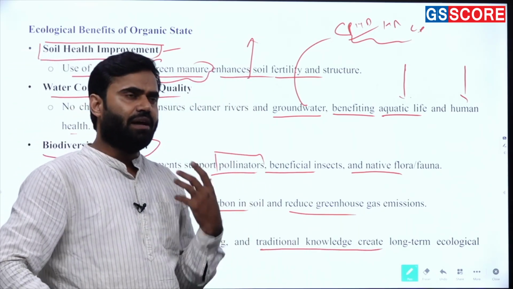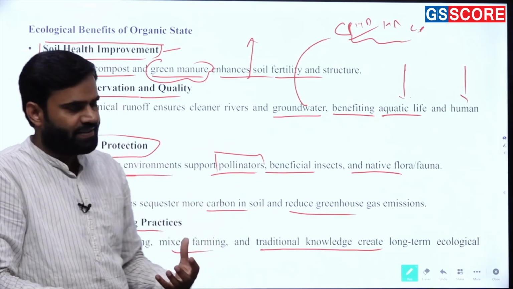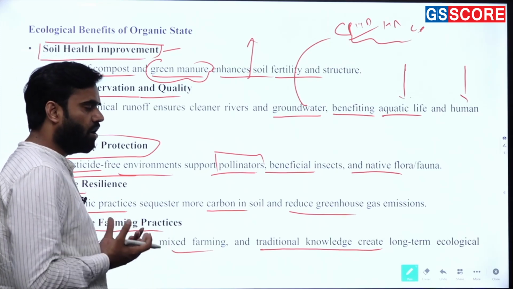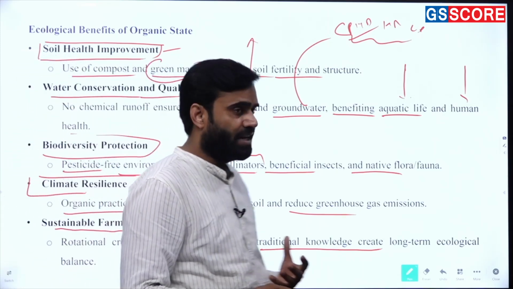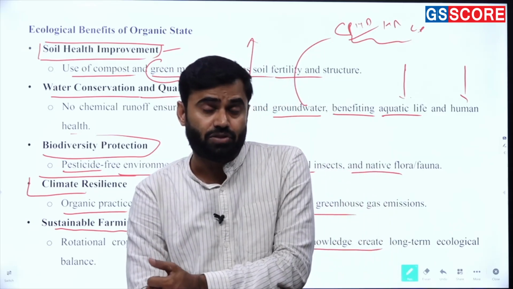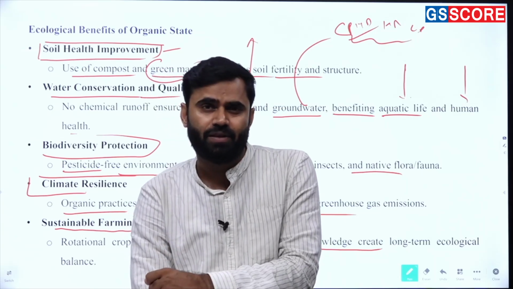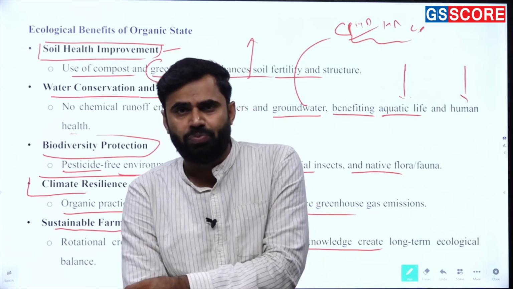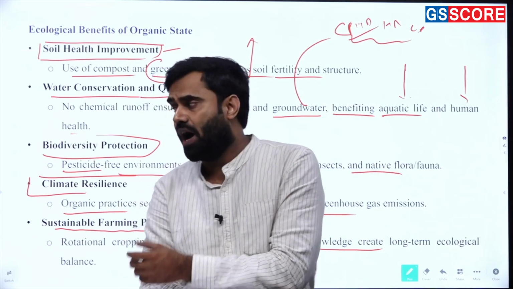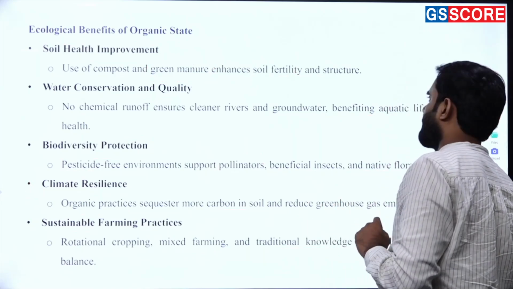You know that a number of states are going toward monoculture practices. So here, rotational cropping, mixed farming and traditional knowledge create long-term ecological balance. A number of states right now need long-term ecological balance, and they are far from this. Punjab, Western UP, and Haryana, a number of states. So we have to adopt organic farming.